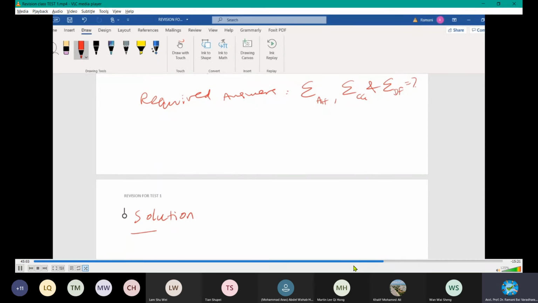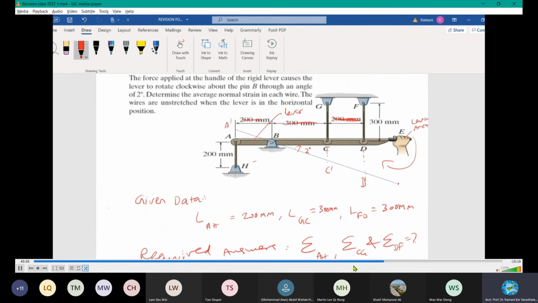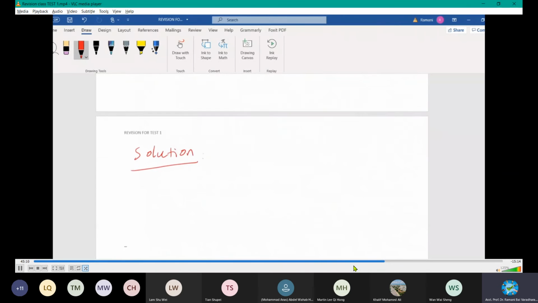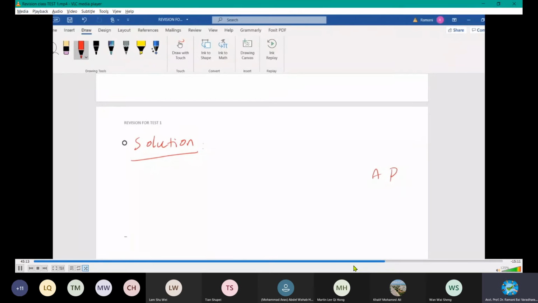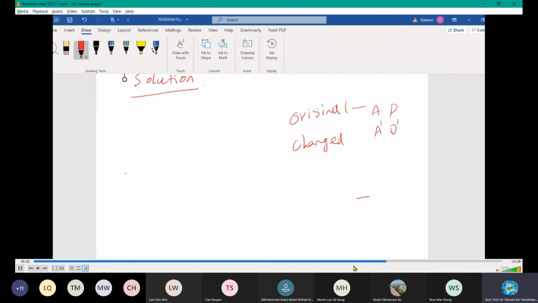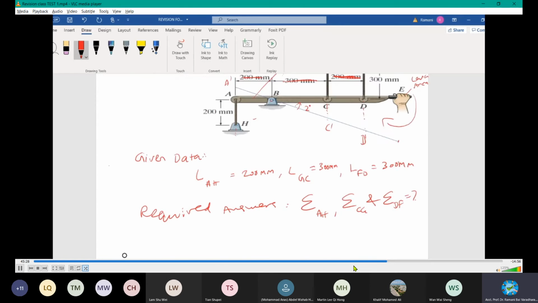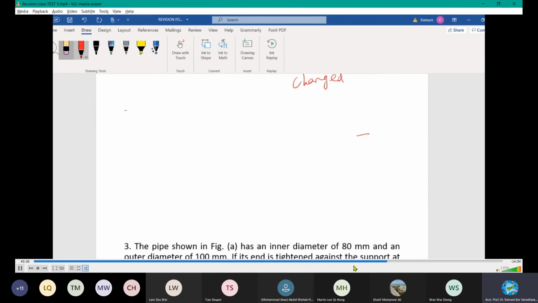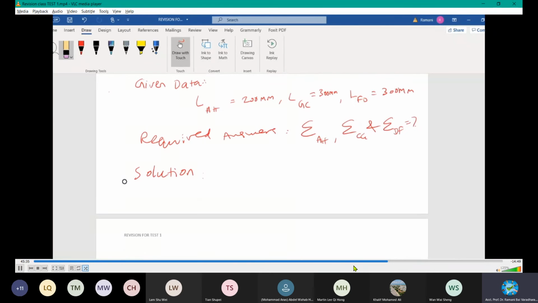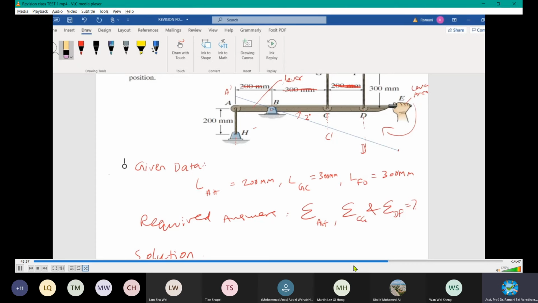You must know that one of the solution tools is the free body diagram. I have drawn it in the diagram itself. Please make use of it. Our original length is AD, and the change in length is A dash D dash, the change in position. This is the original position, and this is the changed position. And you should know the relation between radians and degrees. I think you should be knowing.